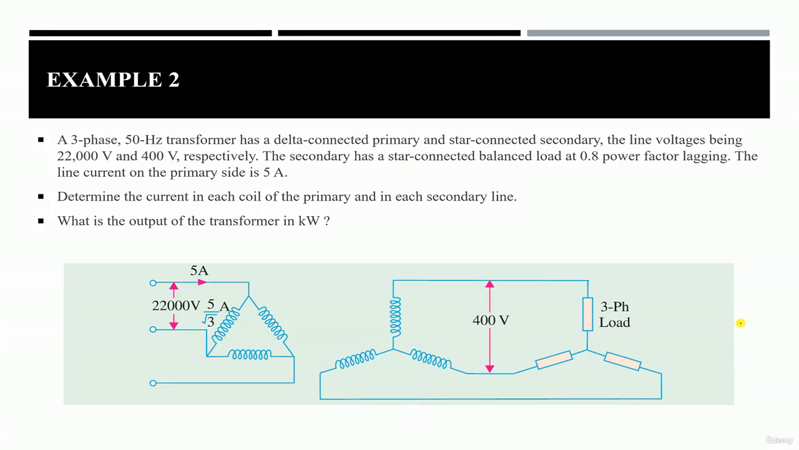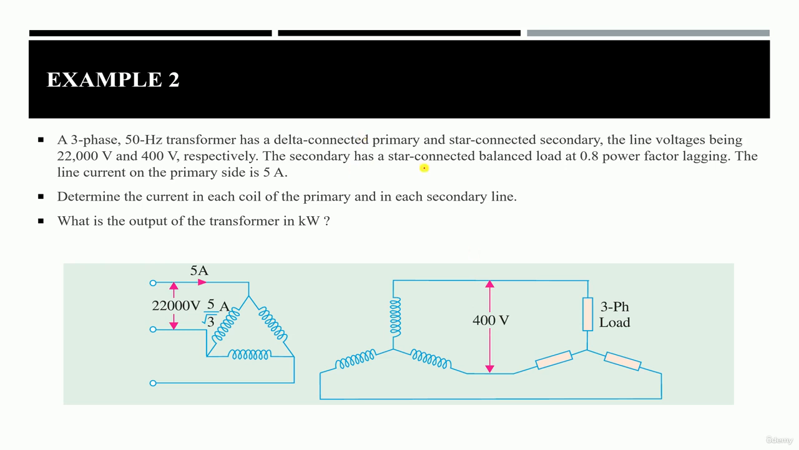So now let's have another solved example on the transformer. We have a three-phase, 50 hertz transformer with a delta connected primary and star connected secondary. So the primary is delta, the secondary is a star connection. The line voltage being 22 kilovolt and 400 volts. So the line to line voltage here is 22 kilovolt and the line to line voltage here is 400 volt.